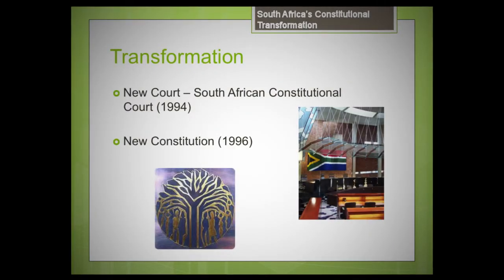Here's a picture of the court. That's the symbol of the court, that little tree there. The reason they had a tree was that it was meant to be justice under the tree. It was referring to traditional African dispute resolution, and also that the constitution was meant to be the branches, so that people would come and resolve their disputes under the constitution.